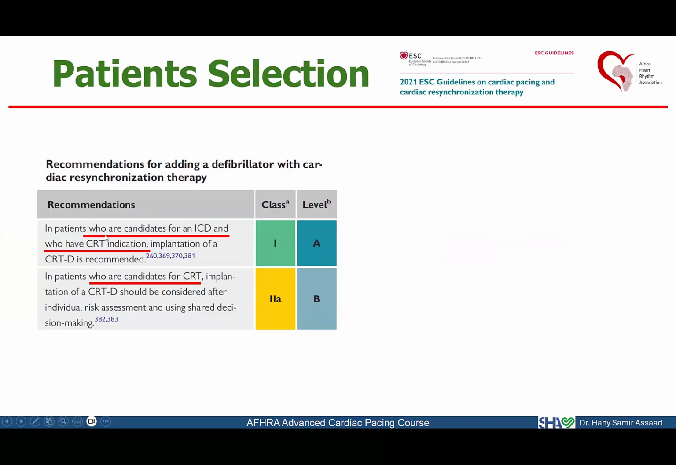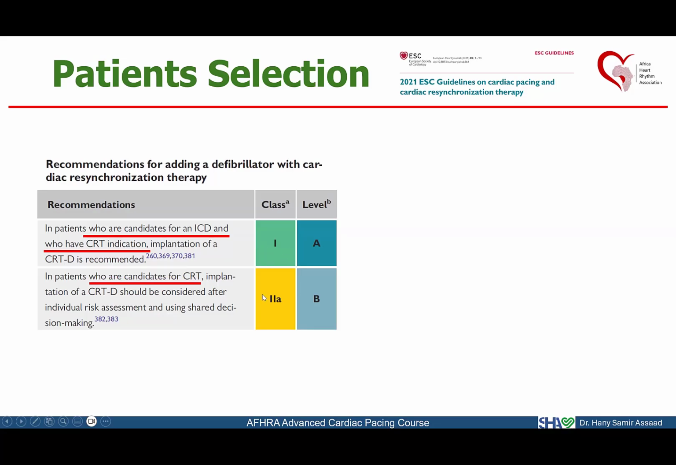Of course, the simple part would be if the patient is already having an indication for an ICD, especially if it's a secondary prevention, and he has the CRT indication, of course, it's a class 1A to implant a CRT-D rather than a CRT-P in this patient, because he already has a strong indication for his ICD. But those who are candidates for a CRT may consider to put a CRT-D instead as a class 2A indication.